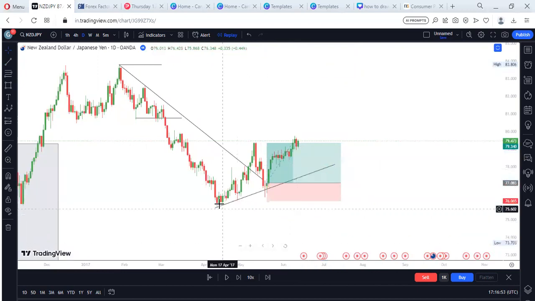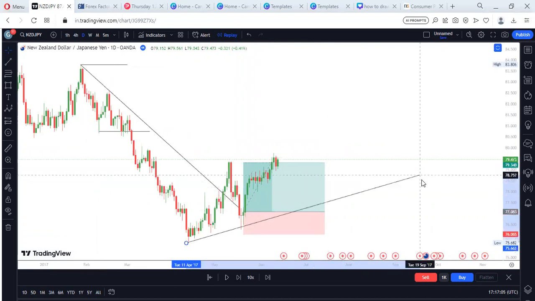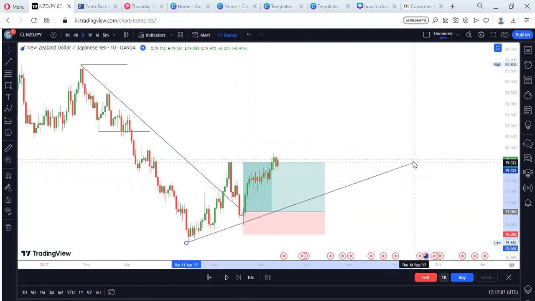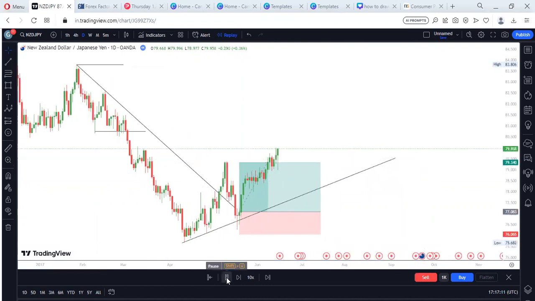So how did I know that price was changing direction? Simply the way price was creating this higher low and this higher low. So let's go. Now I'll plot another trend line, make it relevant to the current chart. Let's see. It did not break it. Did not break it. So let's go.